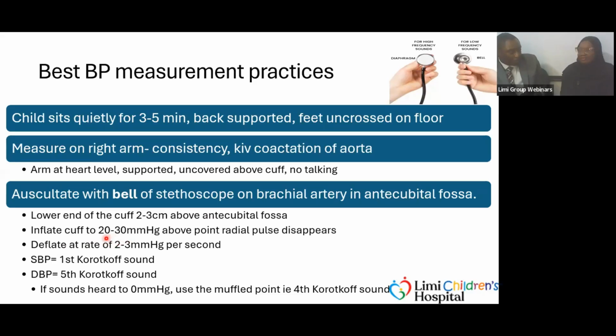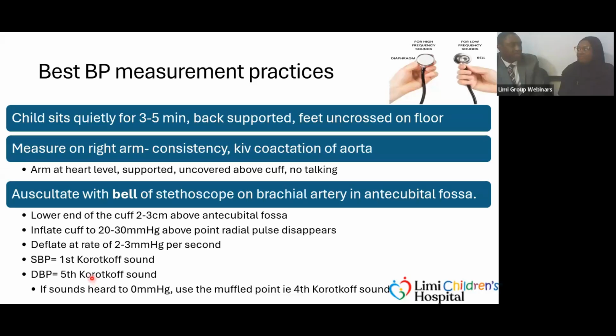After we've done the palpation method to identify our most likely systolic, we inflate 20 to 30 millimeters of mercury above that point using the radial pulse. And then we deflate not too fast, 2 to 3 millimeters of mercury per second. When we are deflating, the first Korotkoff sound represents the systolic blood pressure, and the diastolic blood pressure is the last Korotkoff sound, which is the fifth Korotkoff sound.